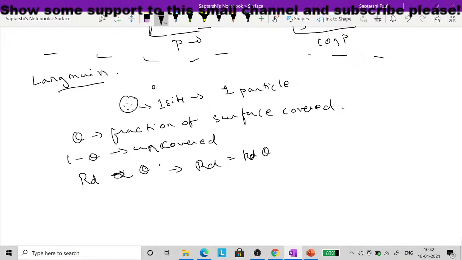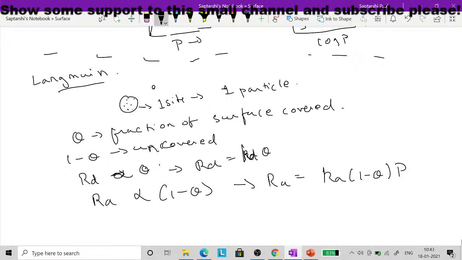Whereas Kd is the rate constant for the desorption process. And therefore the rate of adsorption is proportional to 1 minus theta, right? That means Ra is equal to Ka (1 minus theta) P.